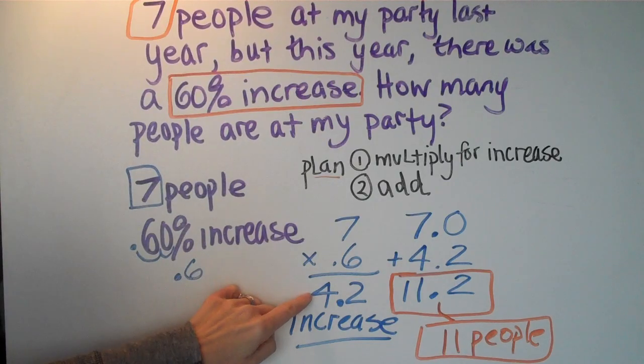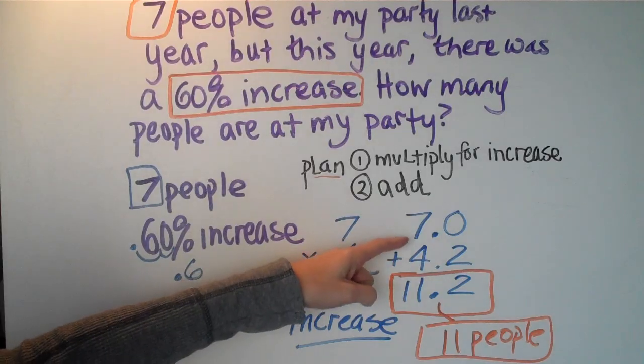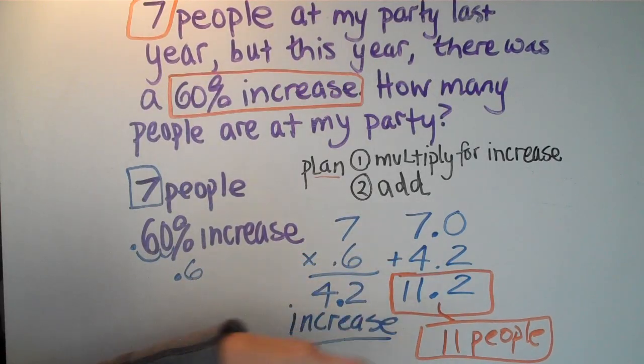All right, so 7 people, 60% increase, 7 times 0.6, you get 4.2, which is the amount of the increase, okay? This is not a percent anymore. This is the amount of the increase, and you're just going to add that to the original amount. You get a new amount, 11.2. Because we're talking about people, we just round it to 11.